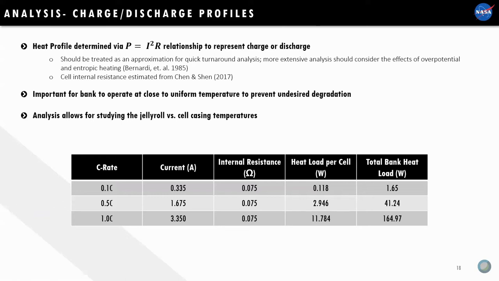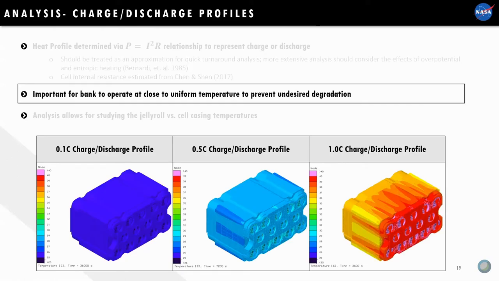One more thing to keep in mind here is that you should know both your heat load per cell and your total bank heat load. It's very easy to forget to calculate your total heat load. I know we did that a couple times in this analysis. So just keep in mind that you should be calculating both, keeping track of both, and you should know which one you are applying during your model or during your analysis.